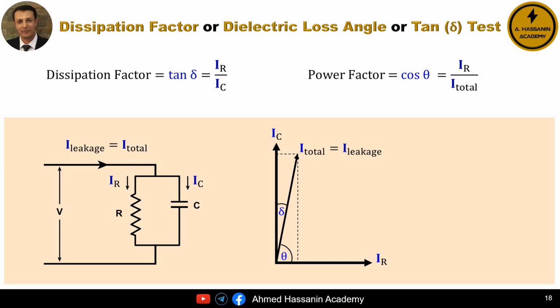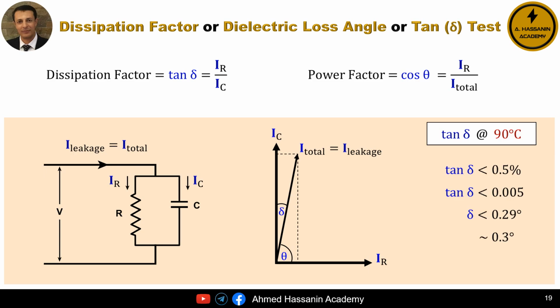But the power factor of the insulation equals cosine theta, which is equal to IR divided by the total current, where the total current is the total leakage current passing through the insulation. And of course, the values of tan delta and cosine theta are approximately equal to a large extent. Usually, the insulation loss factor or tan delta is measured at a temperature of 90 degrees Celsius, according to the international standard IEC 60247. The permissible value of tan delta must be less than 0.5%, meaning that the angle delta should be less than approximately 0.3 degrees.